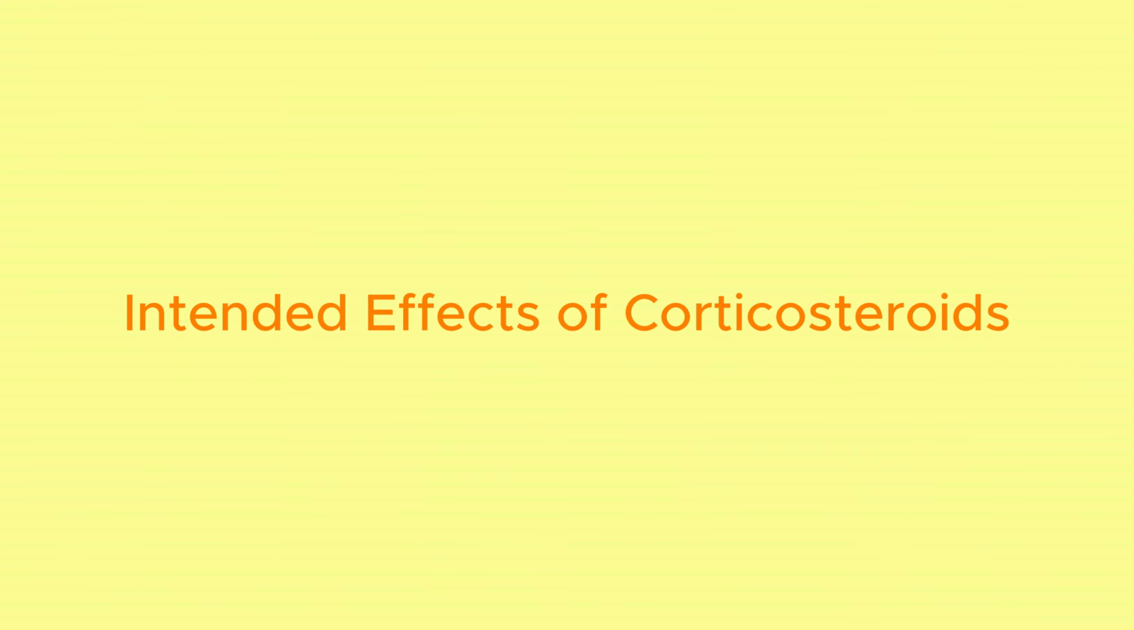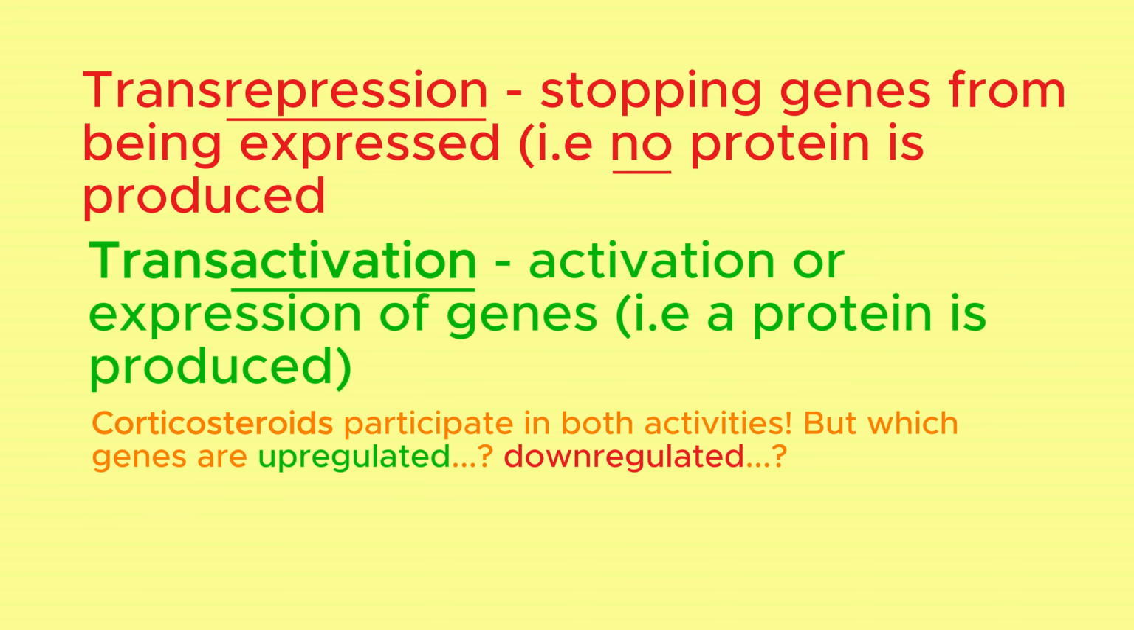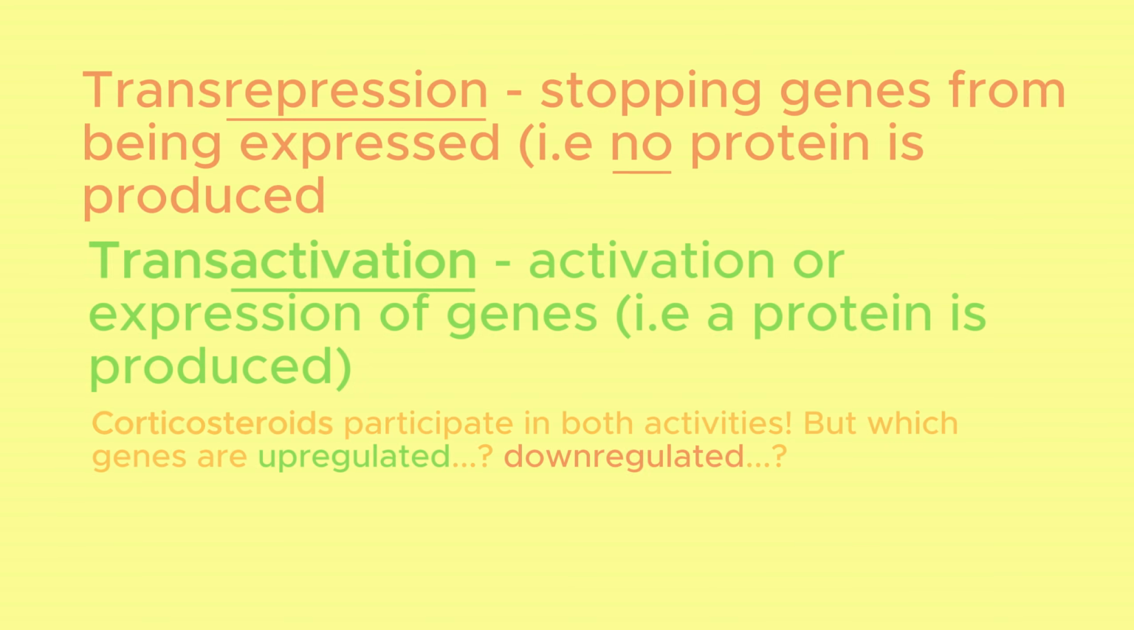In the case of their anti-inflammatory properties, corticosteroids have two key effects, both of which stem from genomic influences. In immune cells, corticosteroids participate in both transrepression and transactivation, which refers to the inhibition and activation of genes that encode for certain proteins respectively.